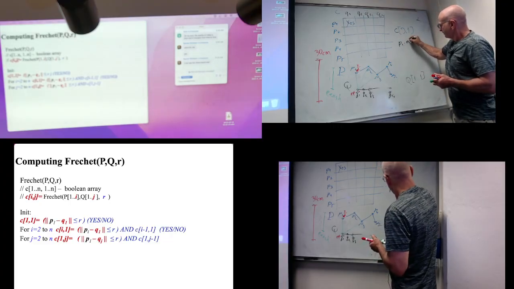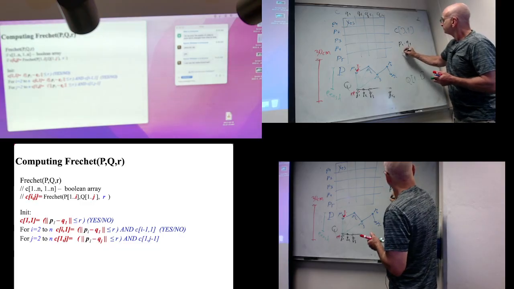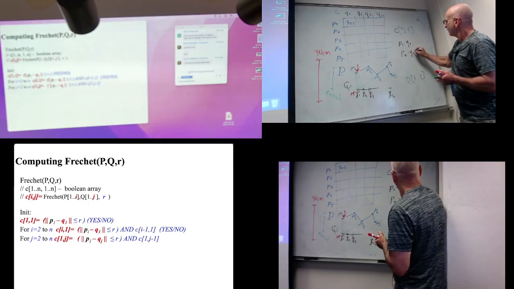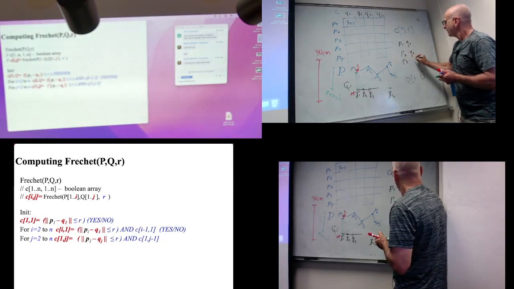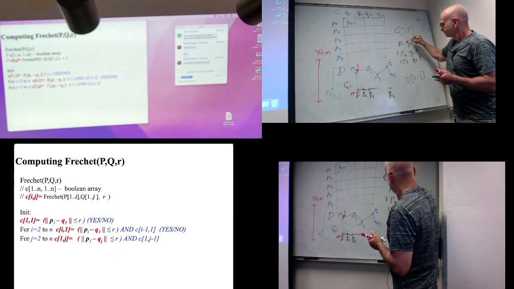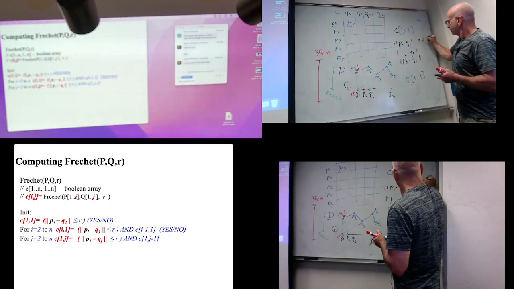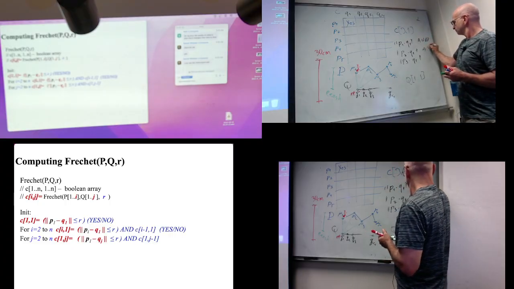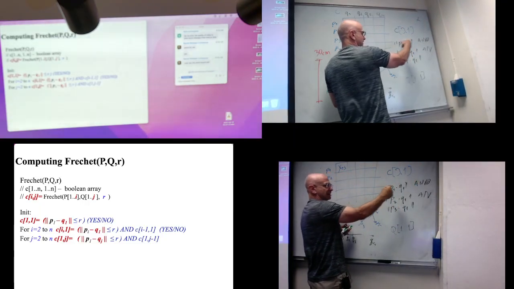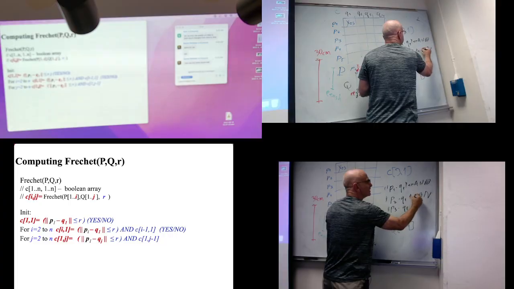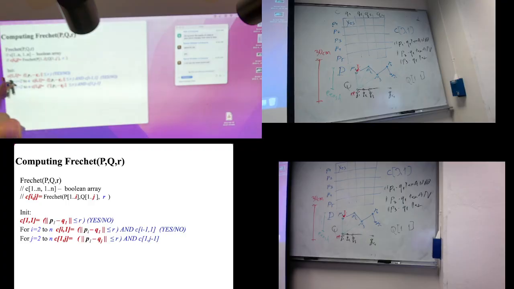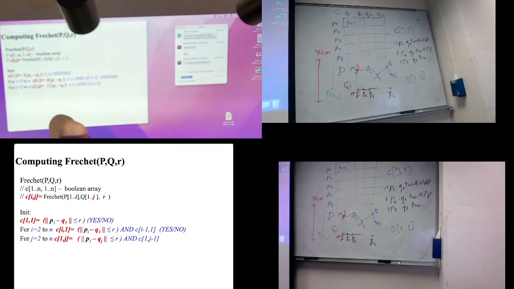P1 minus Q1, P2 minus Q1, and P3 minus Q1, these are all true. And this is smaller than R, this is smaller than R, and this is smaller than R. All three are true. This is just a compact way to write it down. So that takes care of the initialization.